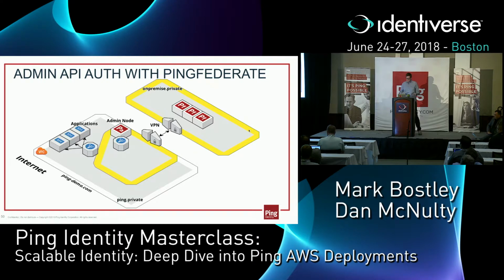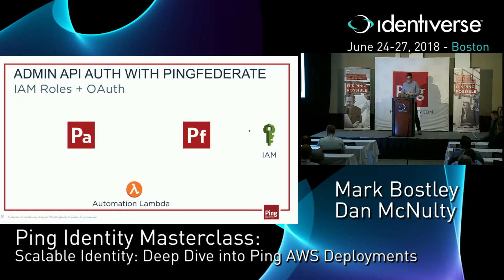Okay, so I mentioned earlier that we're going to leverage PingFederate to authenticate access to the admin APIs. And I mentioned also that we have lambdas talking to the admin API. So if you're familiar with Lambda and how it works, you can associate an IAM role with Lambda. And so the way that PingFederate comes in is that we're going to bridge the gap between an IAM role and OAuth. We're going to leverage PingFederate to do that bridging. So now I'm going to dig into that in a bit more detail.